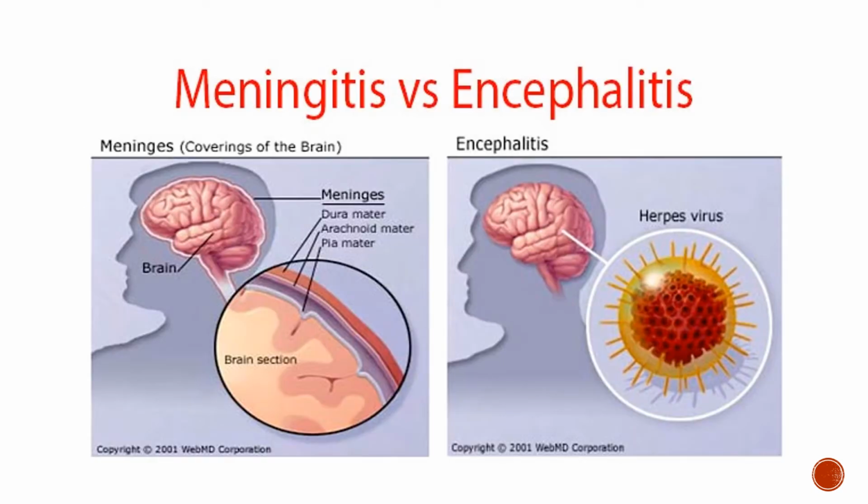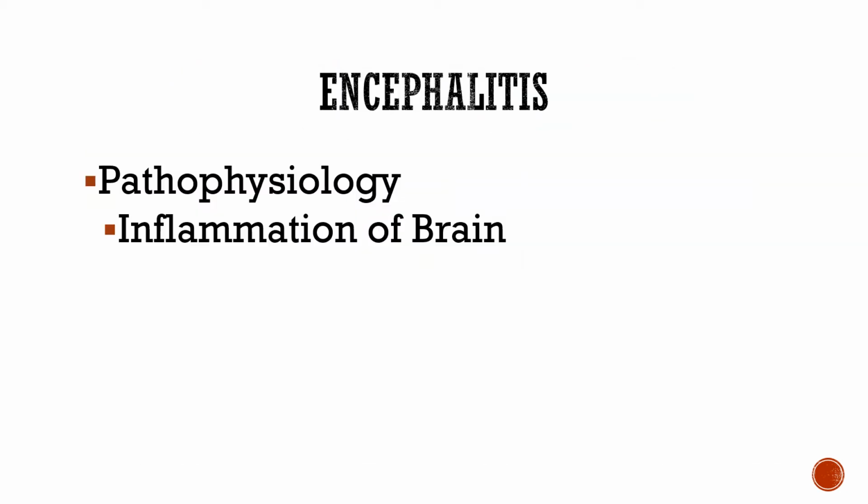Now we're going to switch over to talk about encephalitis, and I put a picture on here to show you the difference between meningitis and encephalitis and what exactly is the difference here. With meningitis, it's going to swell the meninges, which is around the brain. With encephalitis, it is swelling of inside the brain. So encephalitis, it is the inflammation of the brain. This includes the spinal cord.